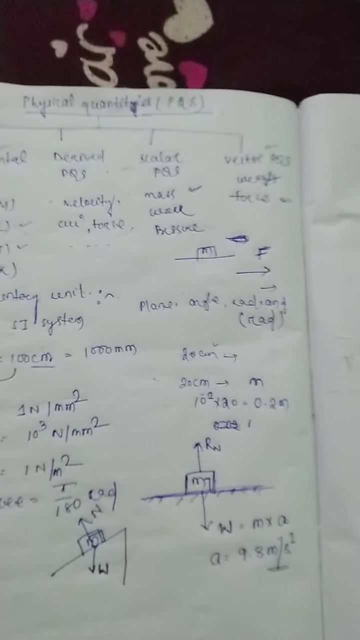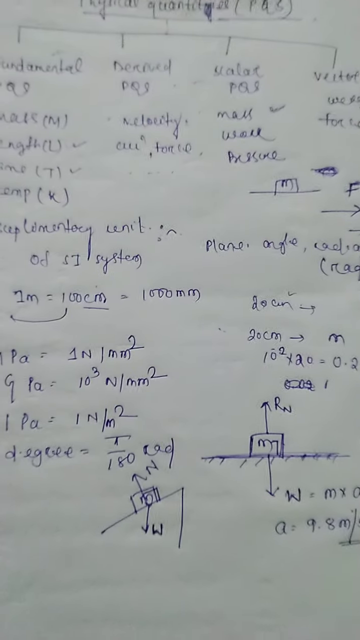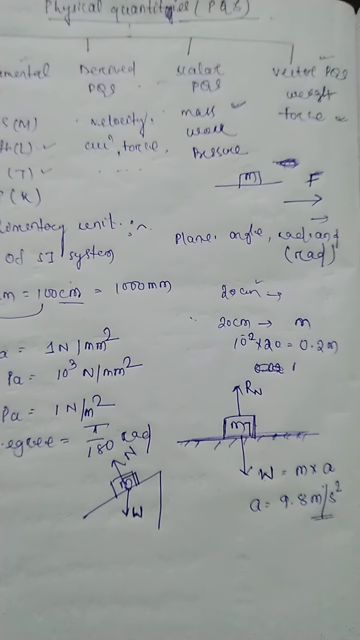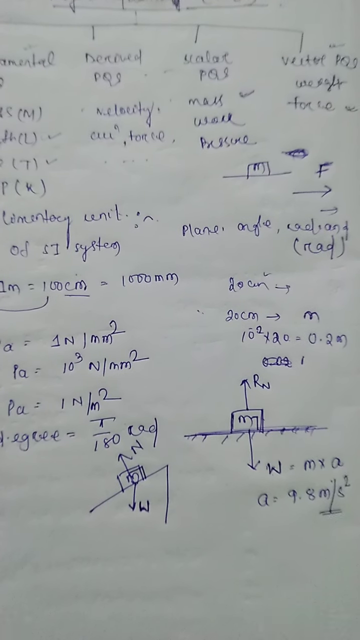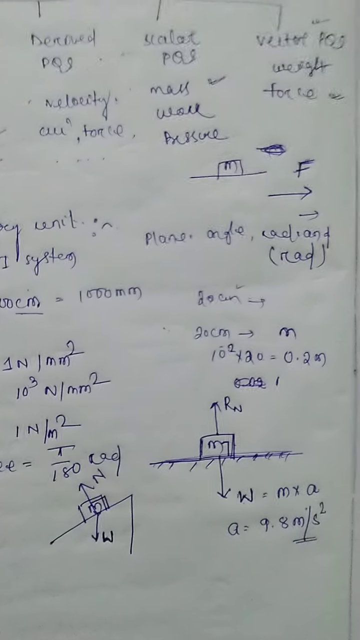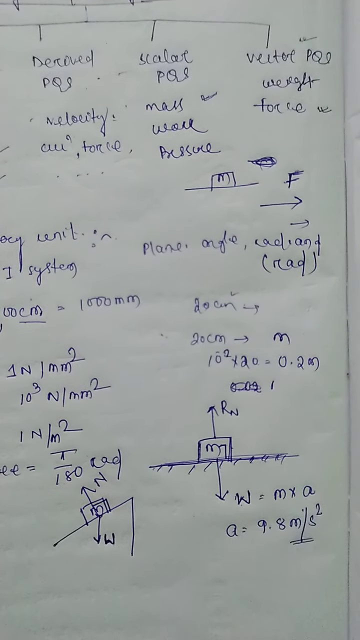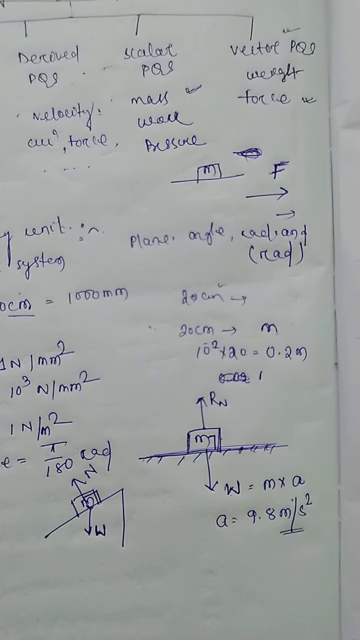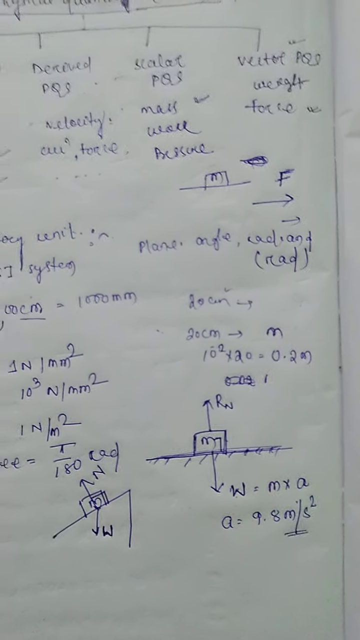Different types of units, and physical quantities are of 4 types: fundamental, derived, scalar, vector. Fundamental is mass, length, time, temperature, and derived physical quantities are velocity, acceleration, force, and many things. Then scalar, which has only magnitude, and vector, which has both magnitude and direction.